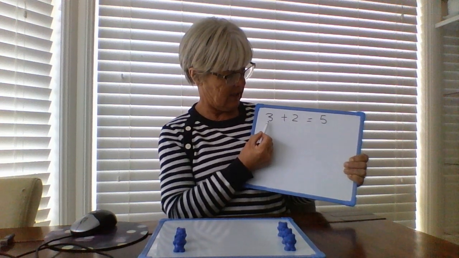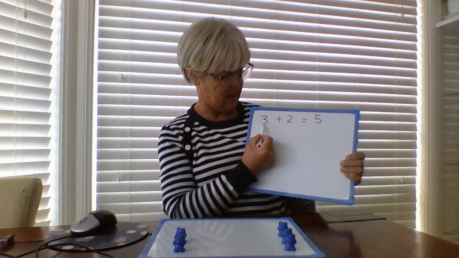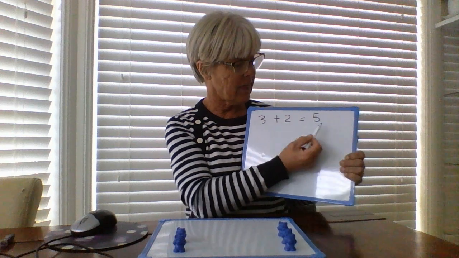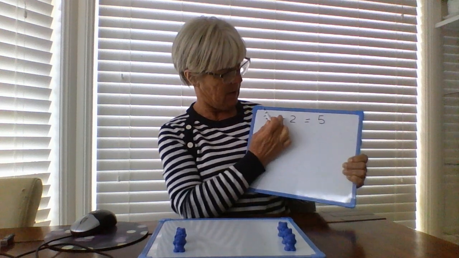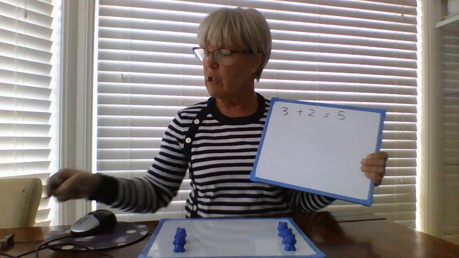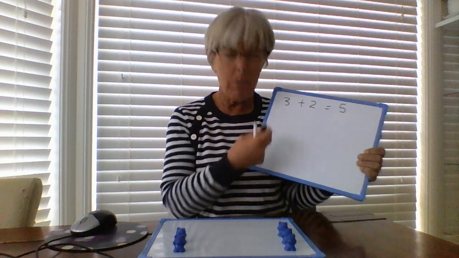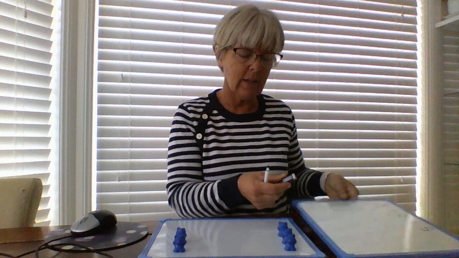I notice that both my numbers here, one is an odd number, one is an even number, and together they add up to an odd number. So I wonder, if I'm doing this, whether 2 even numbers could add up to an odd number. So it might be something I'm thinking about whilst I'm doing this.